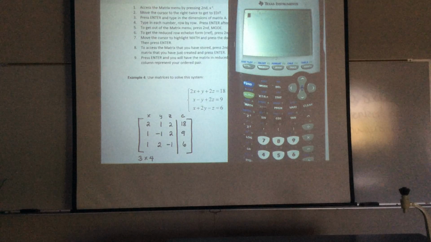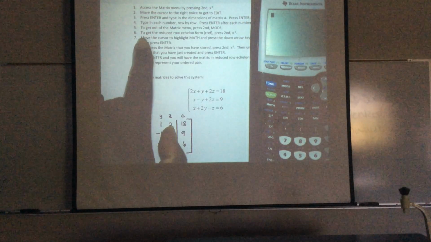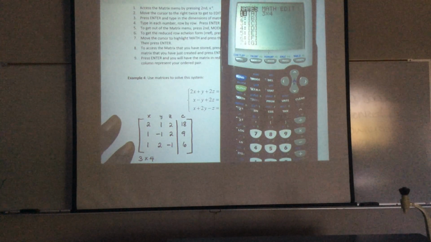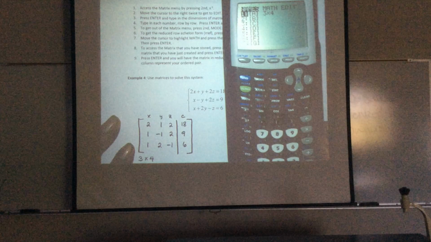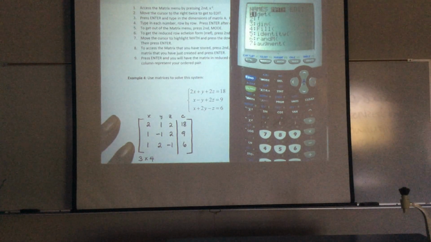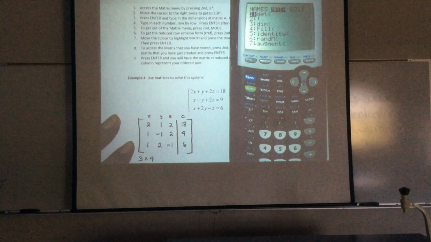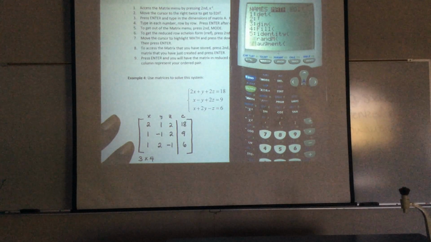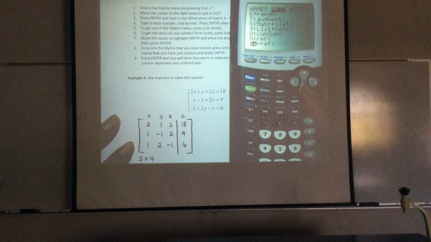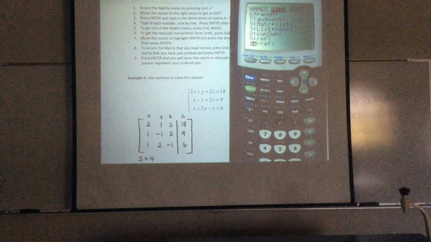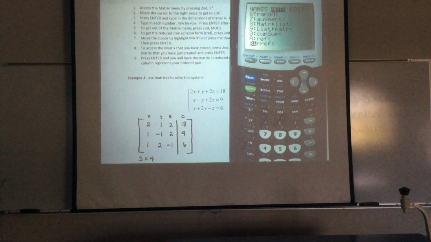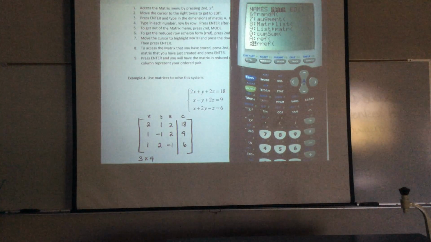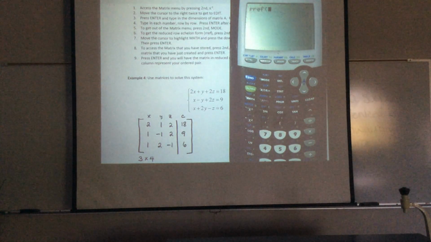Now, we want to get RREF, which is reduced row echelon form. You're going to do that by pressing second and x to the negative 1. Move the cursor over to the right one time to highlight the math menu. Now use your down arrow key to go down to the menu item that says RREF. That stands for reduced row echelon form. That's the one you want, not REF, RREF. Highlight that and press enter.